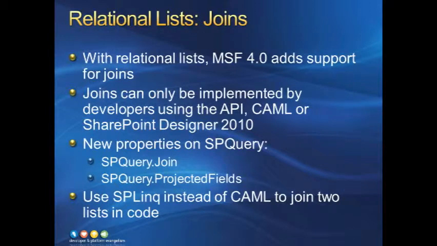We also define what projected fields I want to project into my view from the parent list here. Now, the recommendation is you probably want to use LINQ to join two lists together and pull data out instead of using CAML, because the markup is a little more cumbersome and you're going to be more productive working with LINQ to SharePoint. So now I want to jump in and show a little demo of what a CAML-based join looks like.